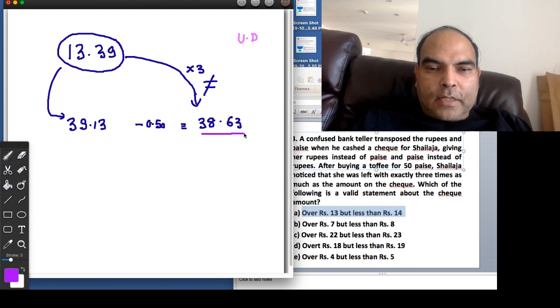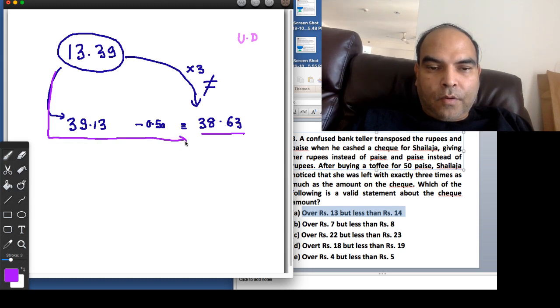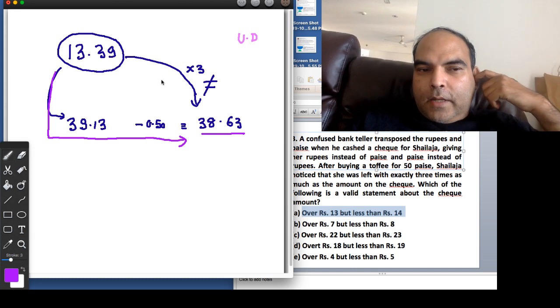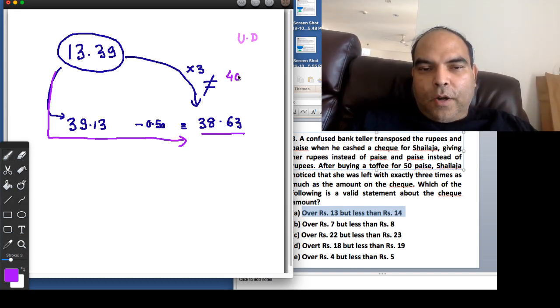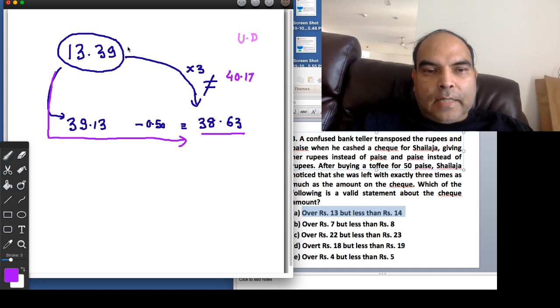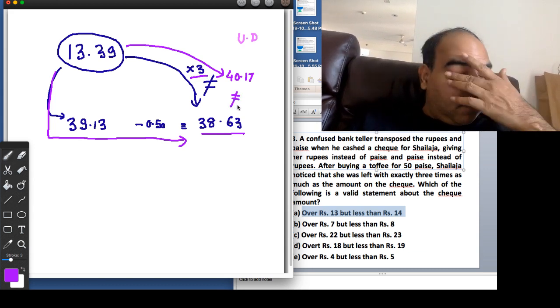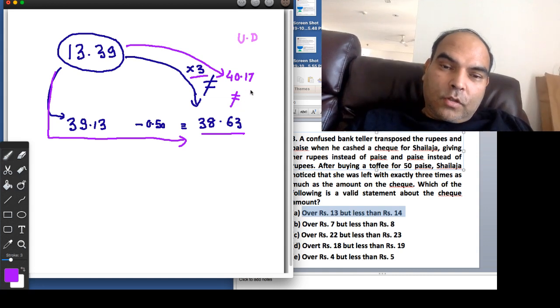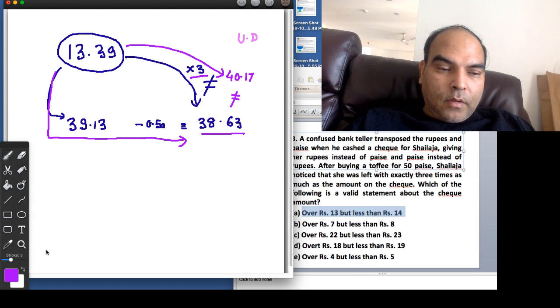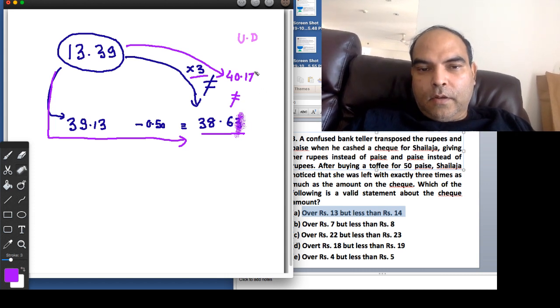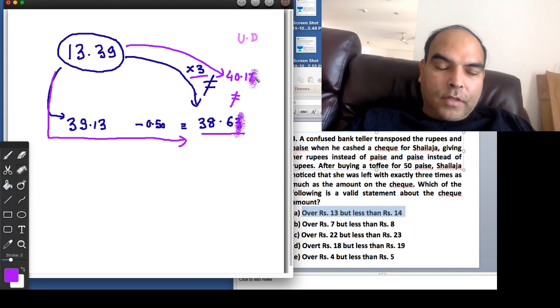This 38.63 came through this route. And 13.39 into 3 is 40.17. That came from that route, the into 3 route. And these are not equal. Of course, they are not equal because the values are not equal, but they are also not equal because the unit digit is not matching between the two. This unit digit of 3 and this unit digit of 7 are not matching each other.